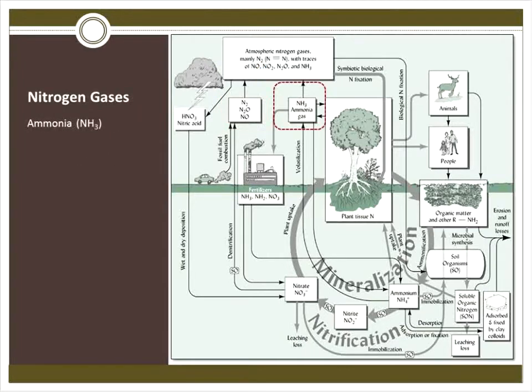We also have ammonia. Now, I want to talk about this for just a minute because people confuse ammonia, NH3, with ammonium, NH4, which is a very important nitrogen form in the soil system. Ammonia is released through volatilization, and we talked about that earlier.